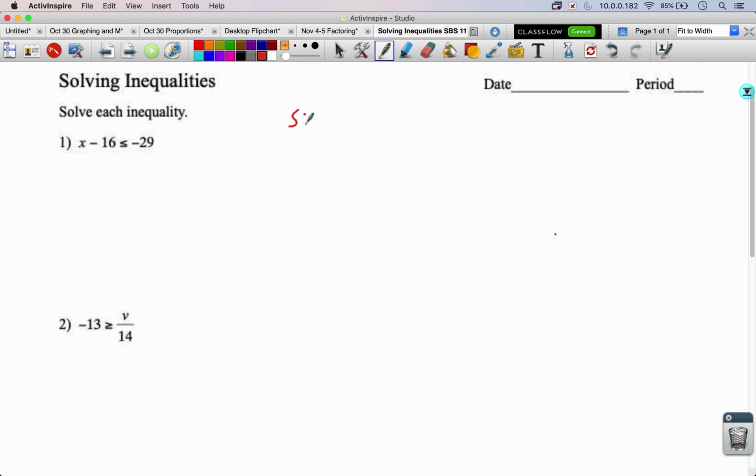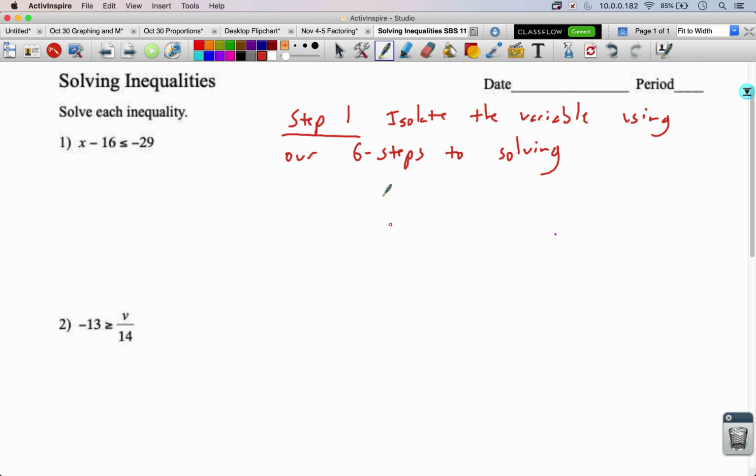Step 1. We want to isolate the variable using our 6 steps to solving. We've already written down all of these, so I'm just going to abbreviate them really quick.